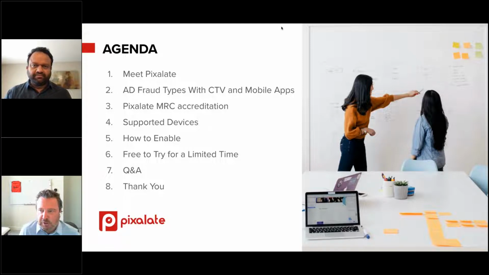So here's a quick agenda. We just met PIXALATE. We will talk about ad fraud types with CTV and mobile. We'll talk a little bit about PIXALATE and our MRC accreditation. We'll look at the supported devices that we support through this integration. I'll do a brief tour of how to enable it inside of Amazon DSP. We'll also talk a little bit about how you can try this for free for a limited time. We'll have a Q&A section and then we will move into the end of the presentation.